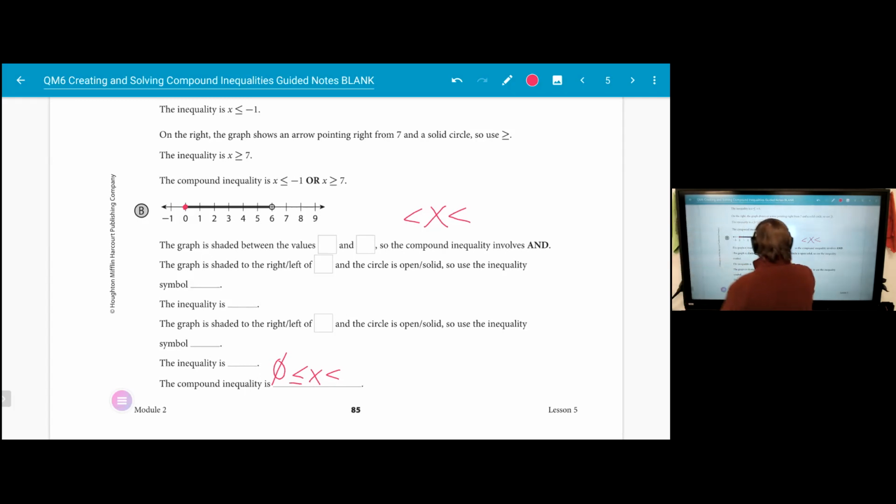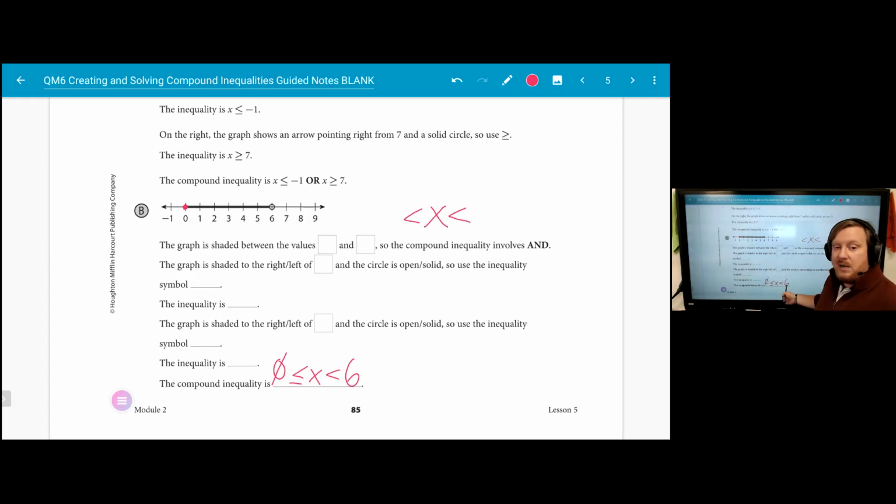And then my biggest value over here is 6. And that's an open circle, so I leave that alone. And I'm done. This says right here that x is somewhere between 0 and 6. It can equal 0, but it can't equal 6. And we're done. For ands, always start with this.